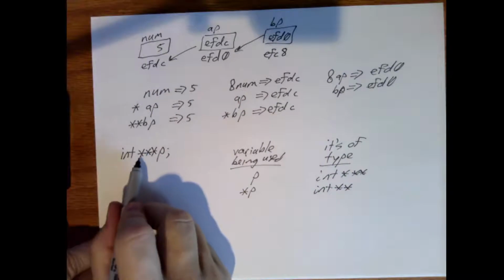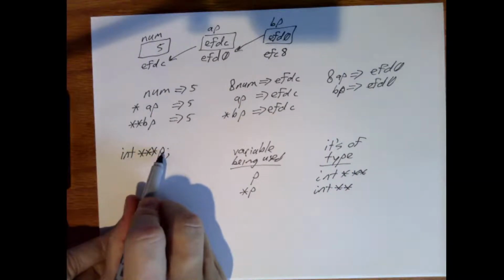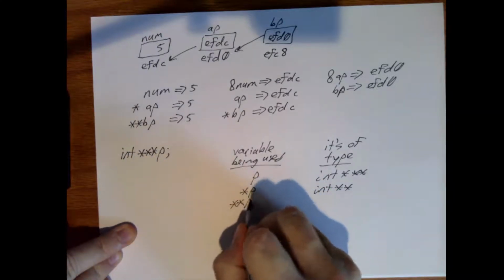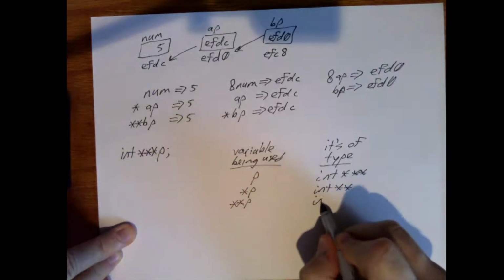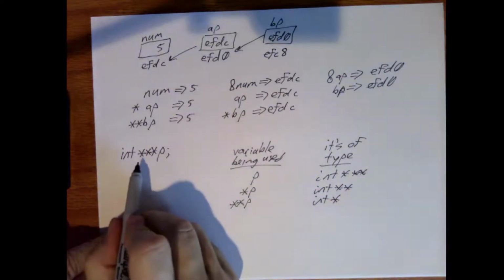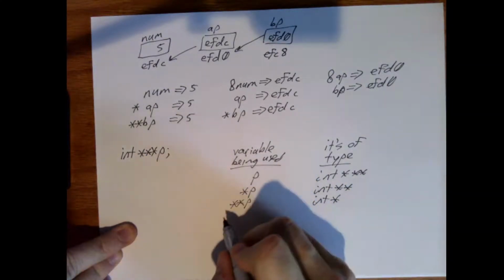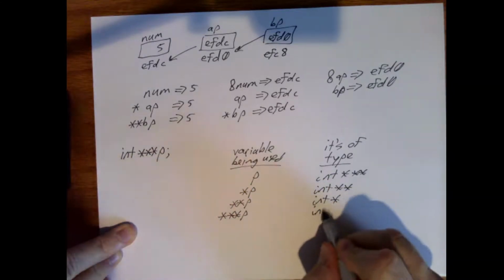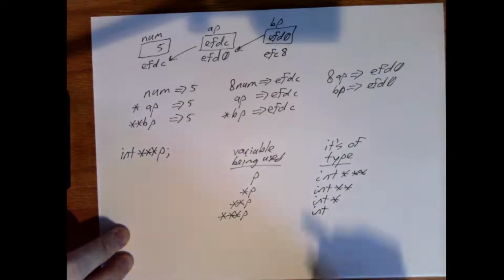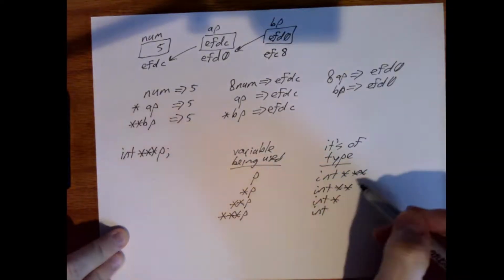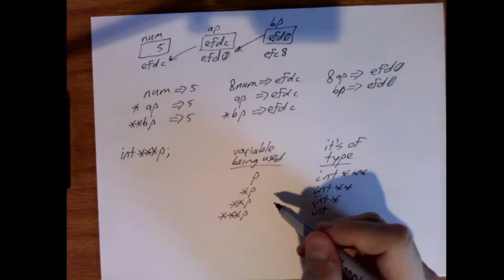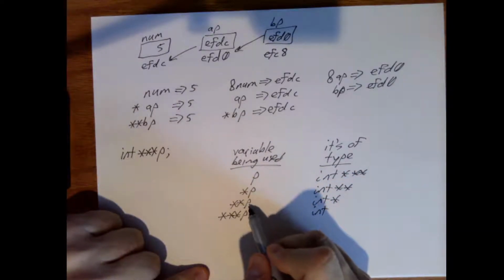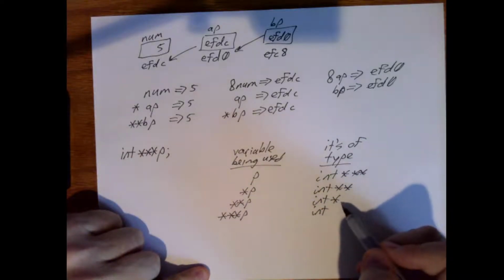When I write in my code star star P, excuse me, just 2 stars, what remains? Int star. And finally, when I write in my code star star star P, what remains is just the int. So each of these technically represents a different type. So if you could ask your computer, what type do you think P is, or what do you think star star P is, these would be the answers in this case.